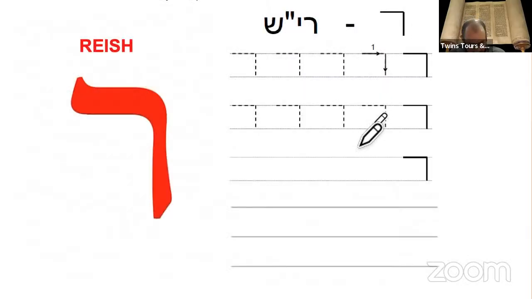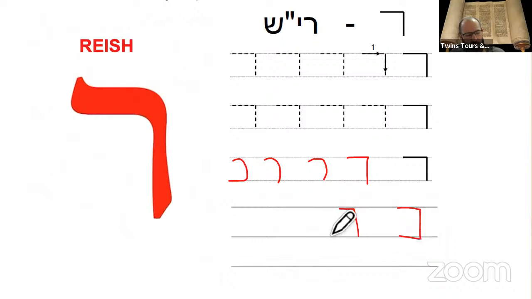Then the resh is very easy. A straight line to the right and a straight line down. Sometimes you find it more decorated, not very straight, but like half a circle. Now don't mix between the resh and the kuf. The kuf continues, all right? The kuf is like resh, but you add another one here.